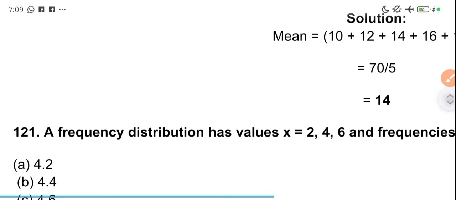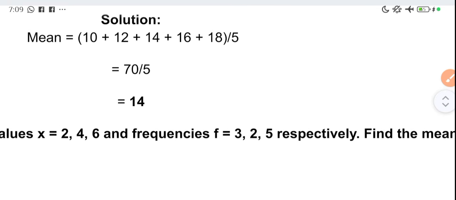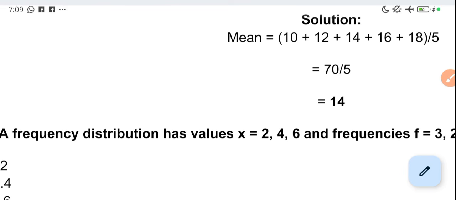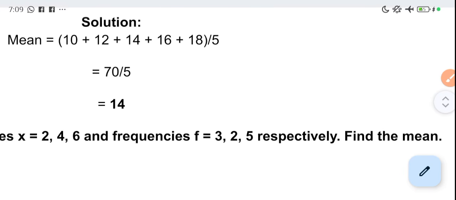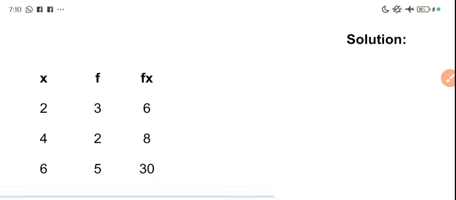Now, a frequency distribution has values x 2, 4, 6 and frequencies f 3, 2, 5 respectively. This is how your questions will be like. Nobody will give you a table. Please don't expect a table. This is how they give it to you. They expect that you use your head to find the table. Alright? Now, first thing is to formulate a table. Use your paper and pen, formulate a table.